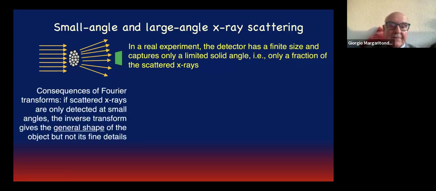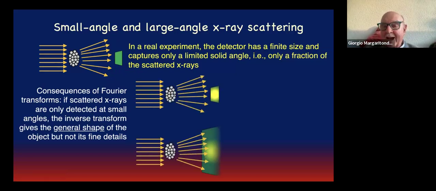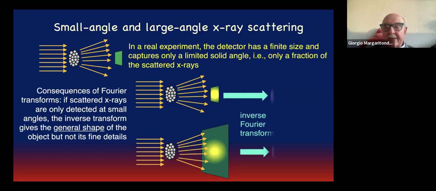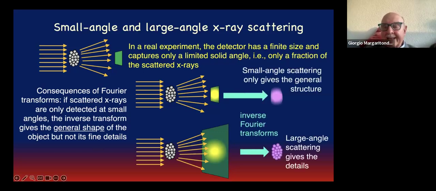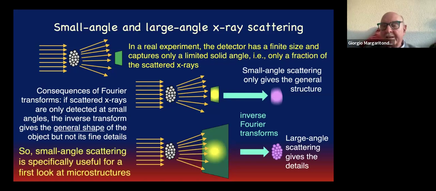There are two possibilities. If you use a small detector, then the Fourier transform is only giving you the general shape of the object. But if you are getting a big detector, and therefore you can go also to large angles, then you can go into the details. So basically, small angle scattering is very useful if you want to have a first look, and then you go into refinement. This, for example, is what has been used to solve the structure of the COVID virus.